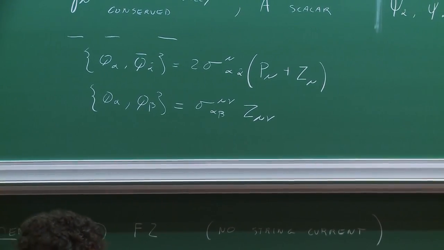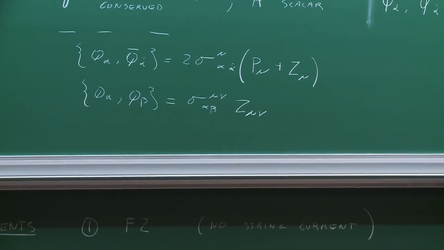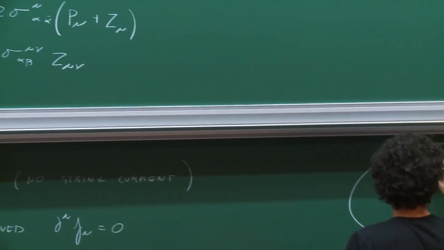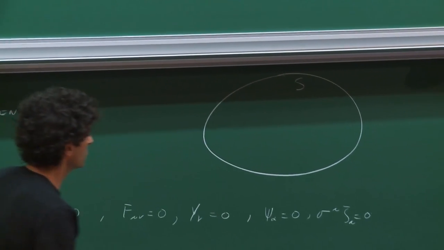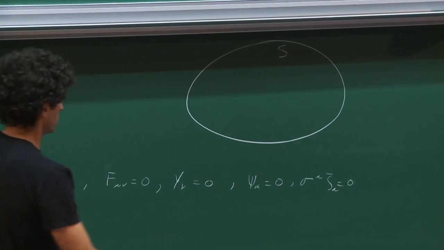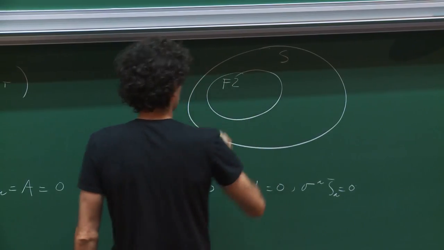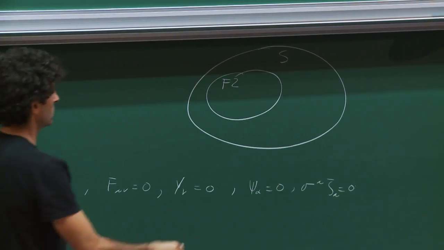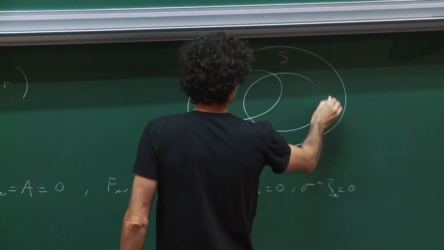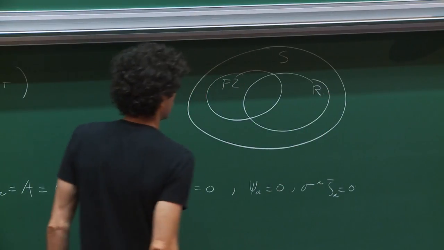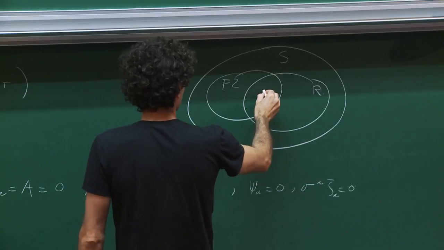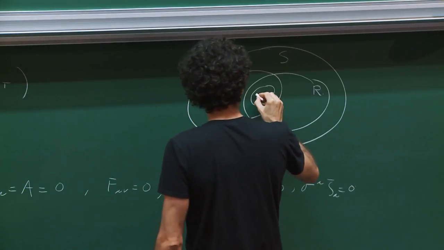So indeed, the most generic theory will have an S multiplet. And then there are more special theories that allow for Ferrara-Zumino supermultiplets or for R multiplets. And then in the intersection, there are some even more special theories that are conformal.